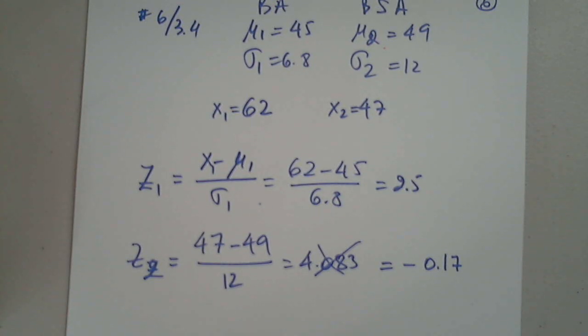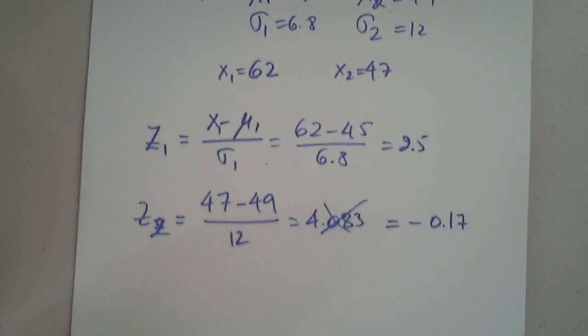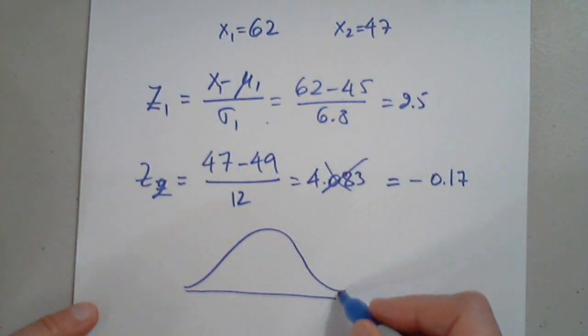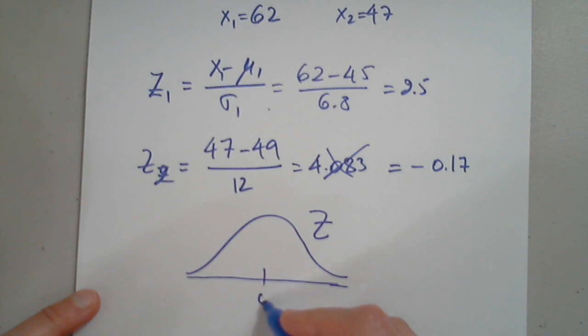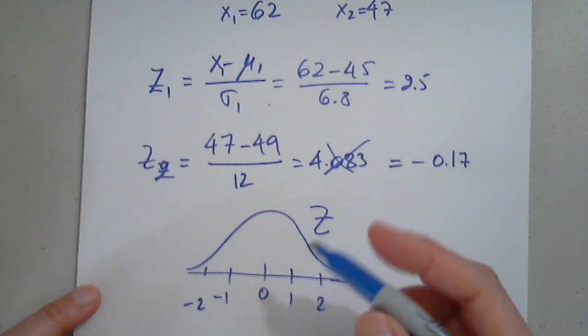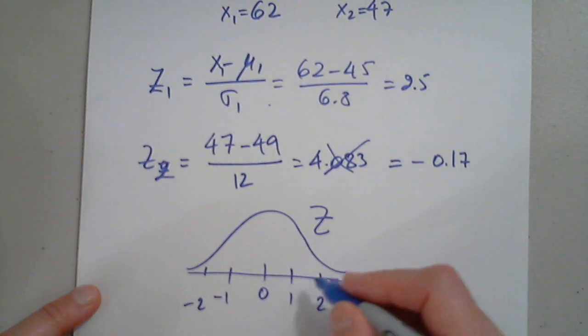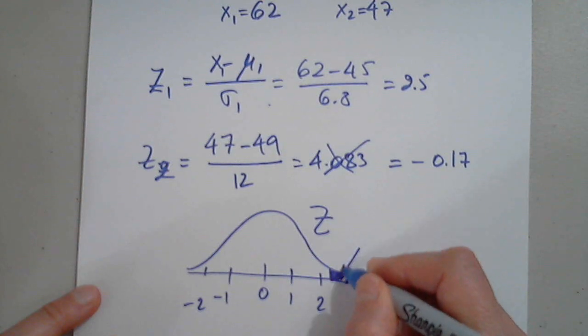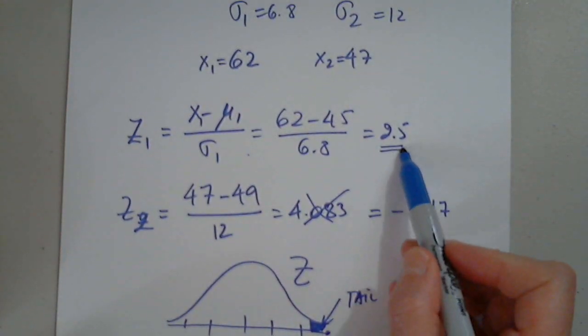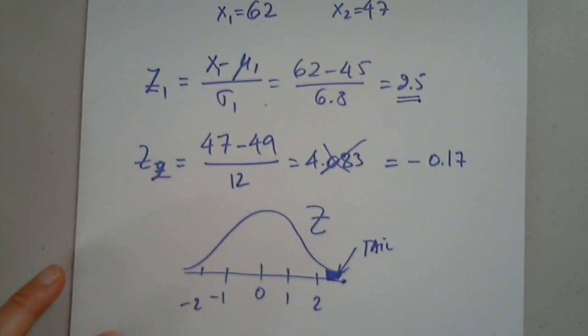So let me stop sharing for a second. Remember what we said about the Z distribution. Z distribution has 0 right in the middle, negative 1, 1, negative 2, 2, and this person is somewhere out right here in the tail, in the upper tail. So this is unusual. Okay, so back to sharing.